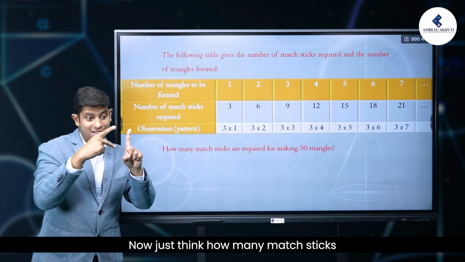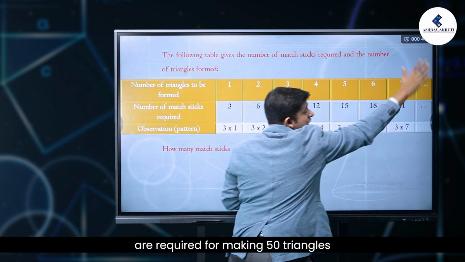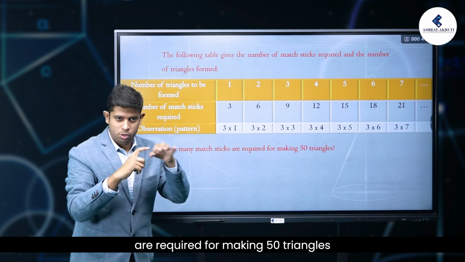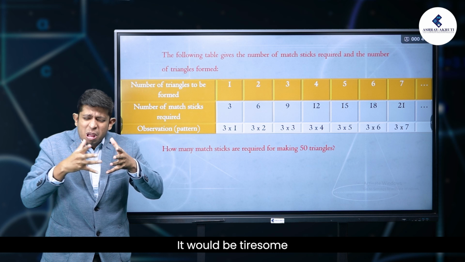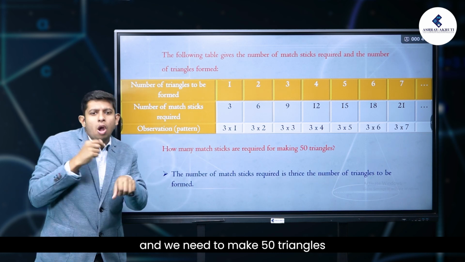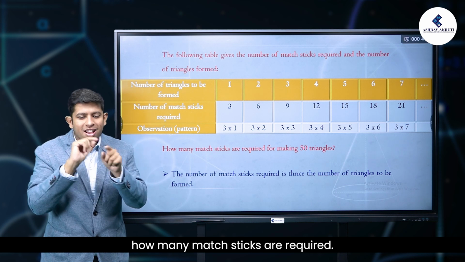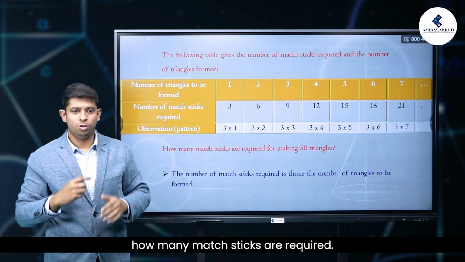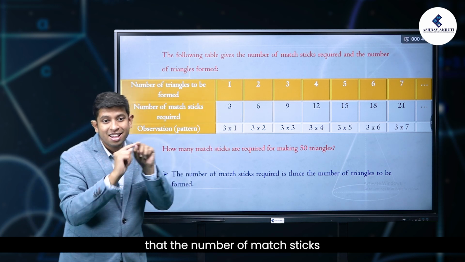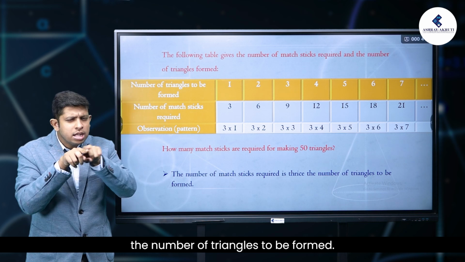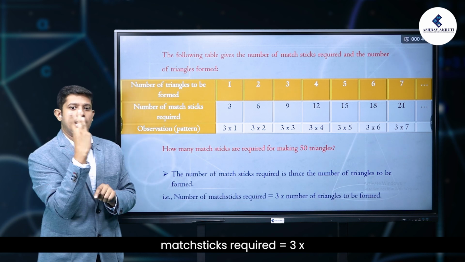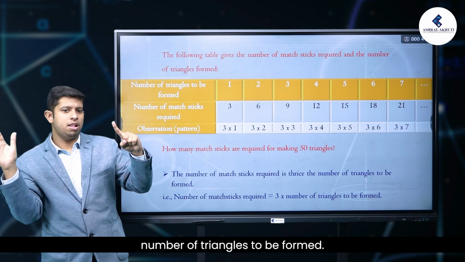Now just think, how many matchsticks are required for making 50 triangles? It would be tiresome and time consuming if we start counting manually and we need to make 50 triangles to find out how many matchsticks are required. So what we'll do now is just observe the number of matchsticks required is thrice the number of triangles to be formed. That is, number of matchsticks required is equal to 3 into number of triangles to be formed.